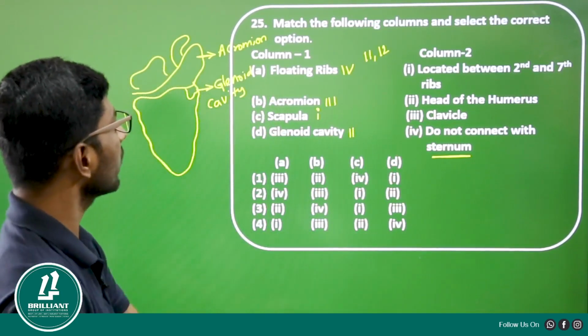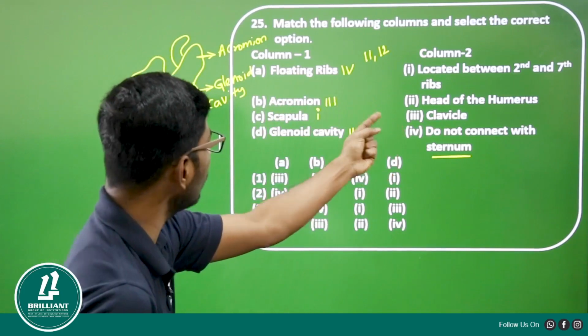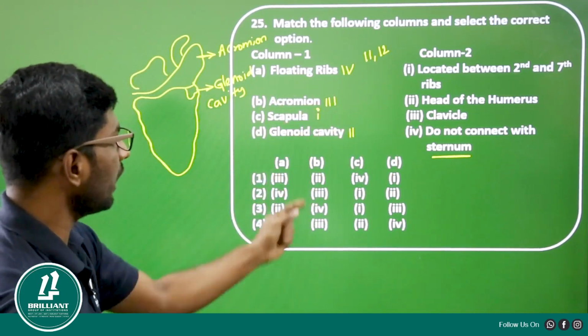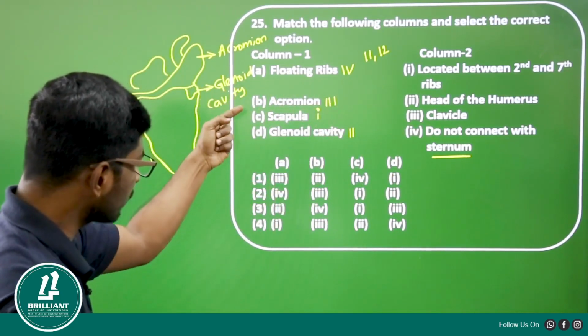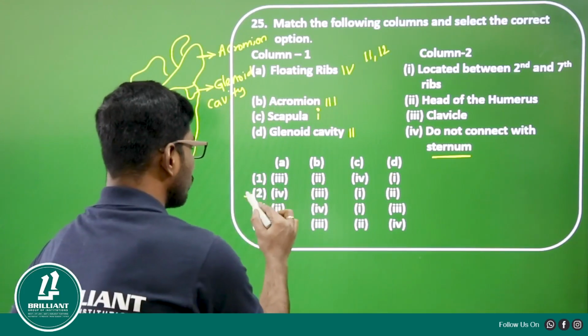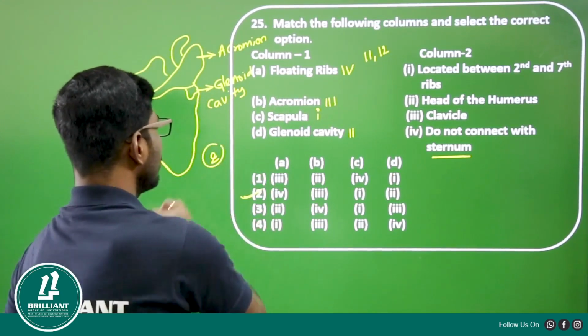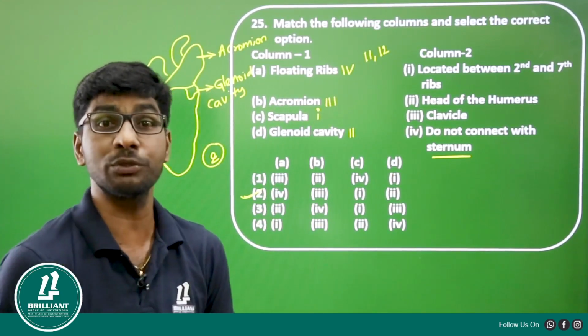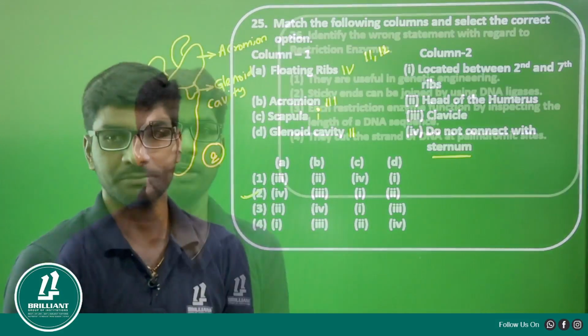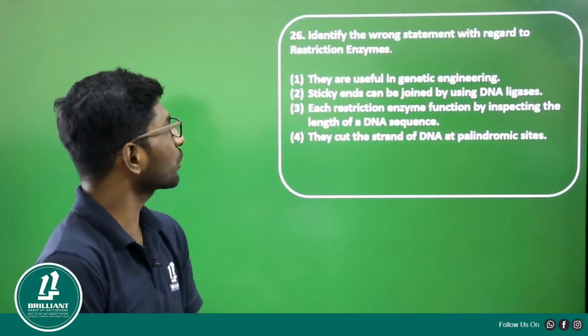So the total answer is: floating ribs 4, acromion process 3, scapula 1 and glenoid cavity 2. So where is 4, 3, 1 and 2? The correct option of this question is answer 2. 2 is the right answer for question number 25. Look at the next question, the 26th question.